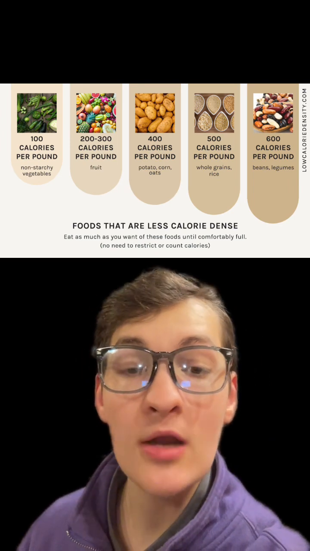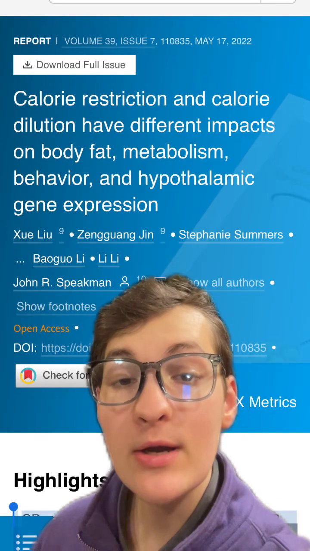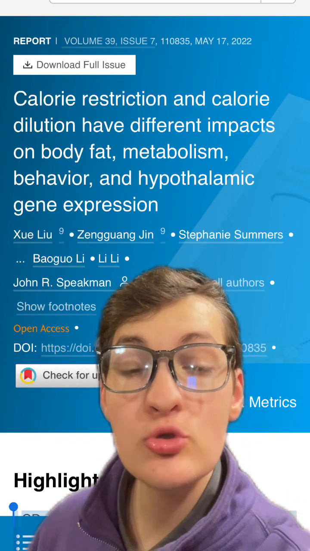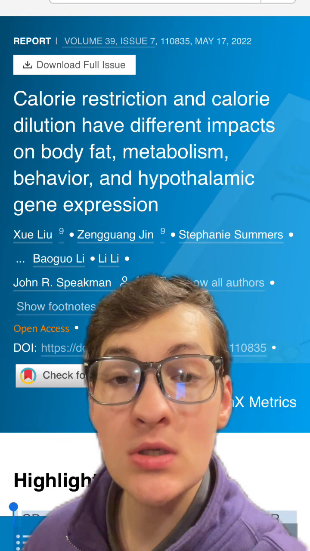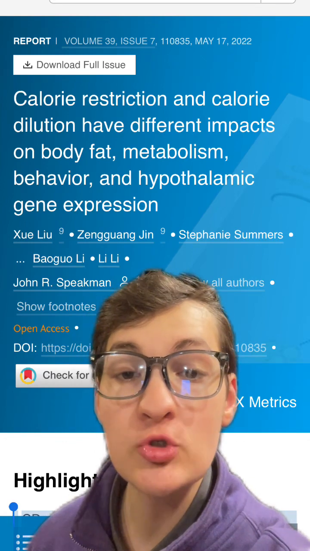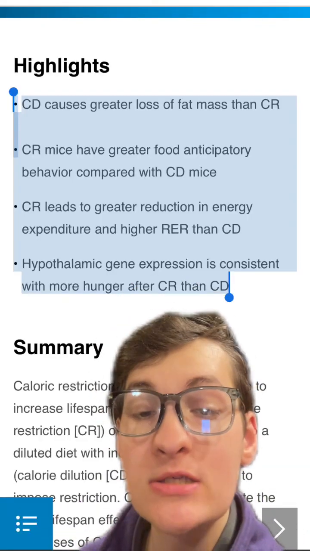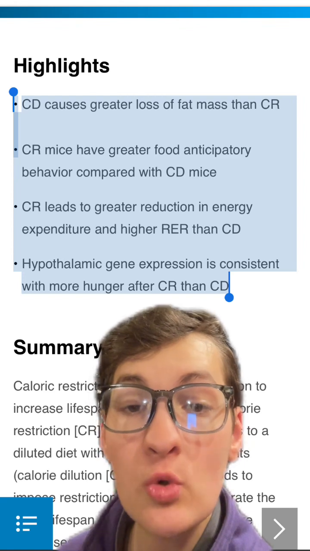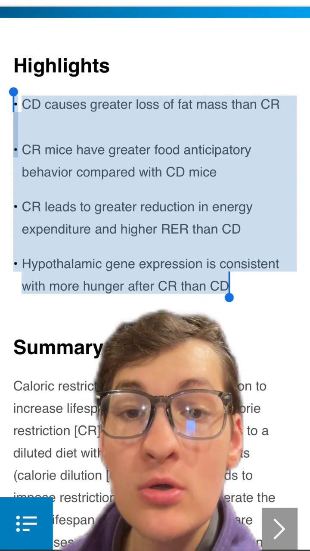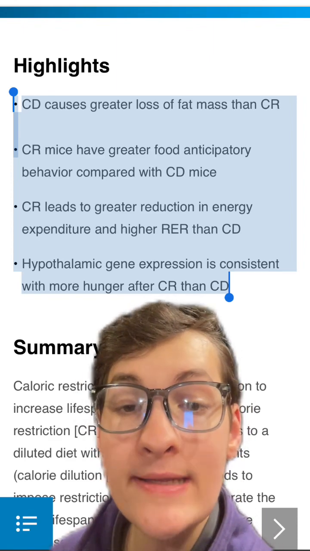Obviously, if you consume a lot of calorie dilute foods, you will end up in a caloric deficit. But the preliminary data that we do have, mostly on animals, indicates that calorie dilution may have some beneficial effects compared to simply cutting the food that you're eating in half but not changing your food choices. Mice that are simply given less of the same food see higher ratings of hunger, higher anticipatory behavior when it comes to food, greater reductions in energy expenditure, a lower percentage of fat mass loss, and a higher RER.